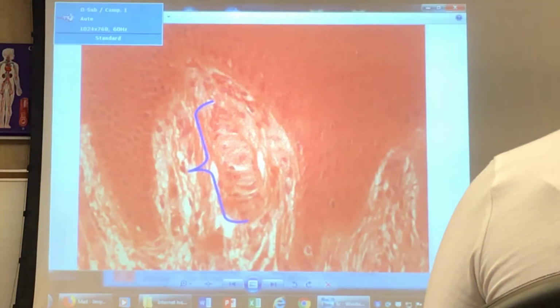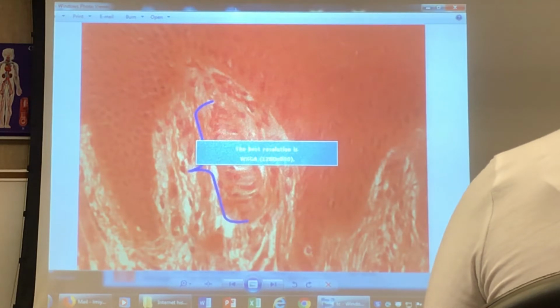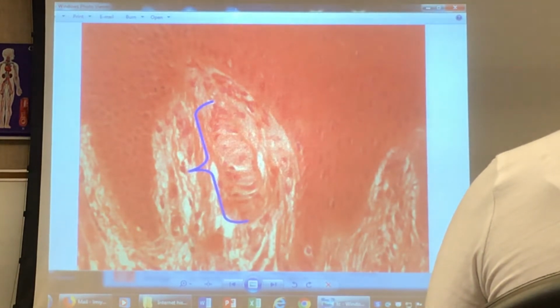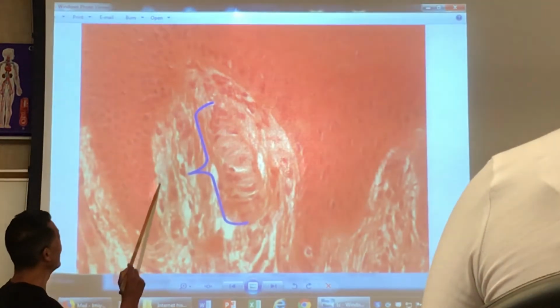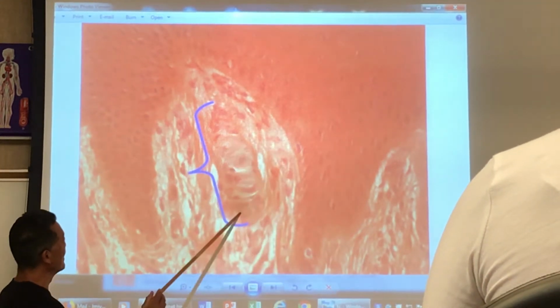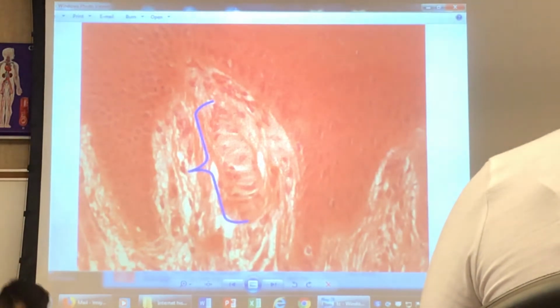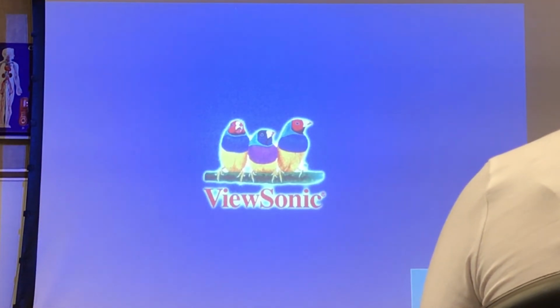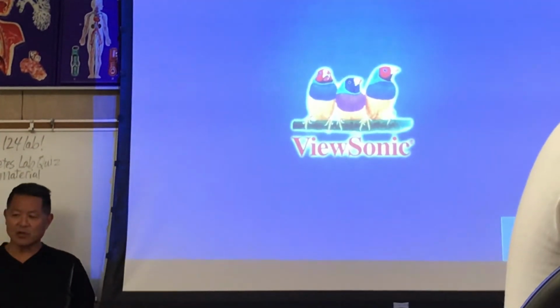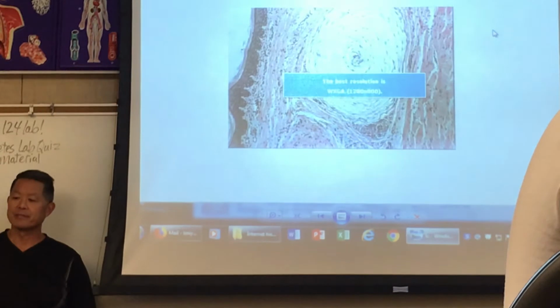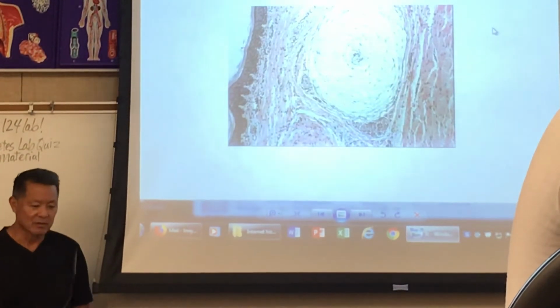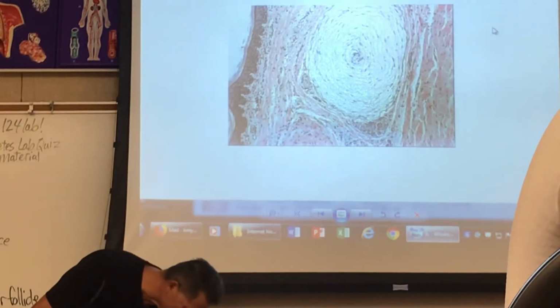What is the name of the structure in the blue bracket? It's a tactile corpuscle. You gotta recognize the basement membrane. This is the tip of a dermal papilla. It's oval with horizontal cellular lines. What is the name of the round structure in the middle? Lamellated corpuscle. Looks like a cut onion.